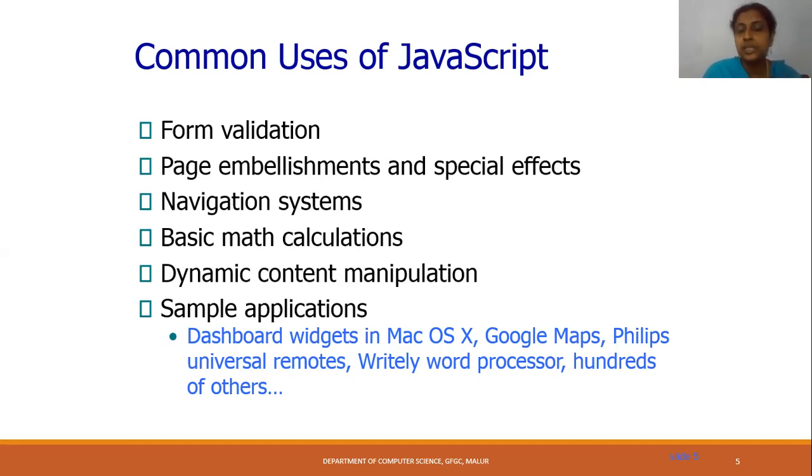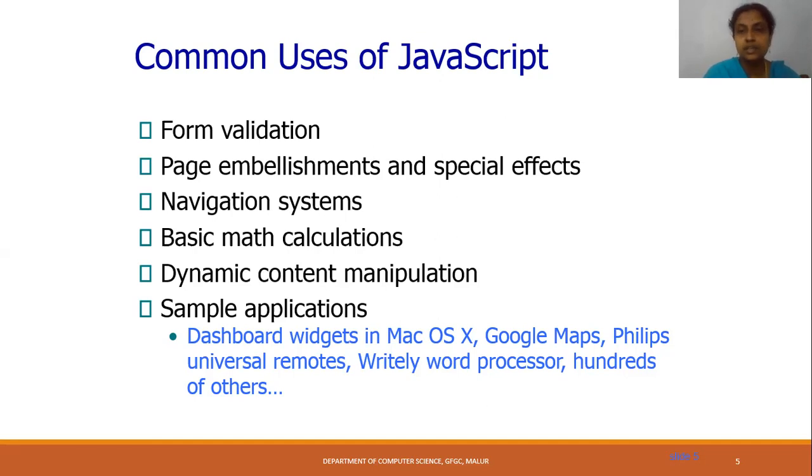Next, page embellishment and special effects. To give special effects within your web pages, for example, blinking for 10 seconds, or content moving from this direction to that direction, any special effect to be given, you can use JavaScript. For navigation systems, moving around the pages, you can use JavaScript. And in web pages, when you want to do calculations, like mobile calculators, web page calculators, and age calculators available in web browsers, correct? Those kinds of applications can be designed effectively with the help of basic math calculation.